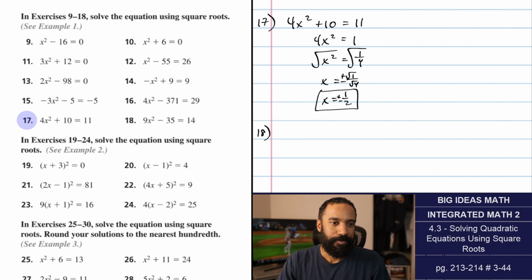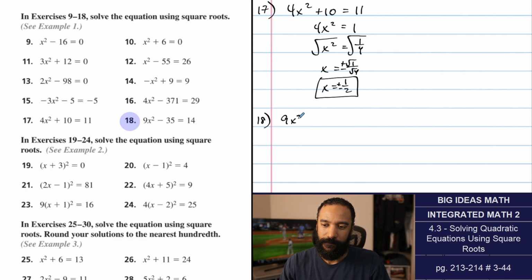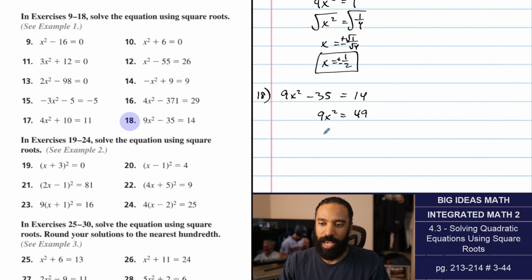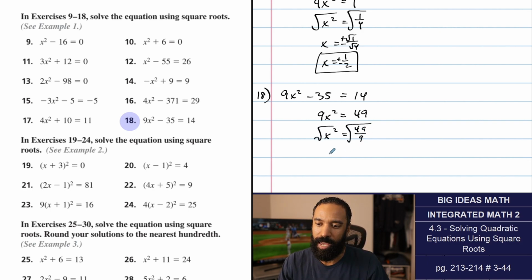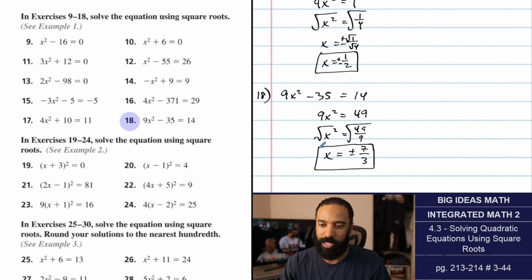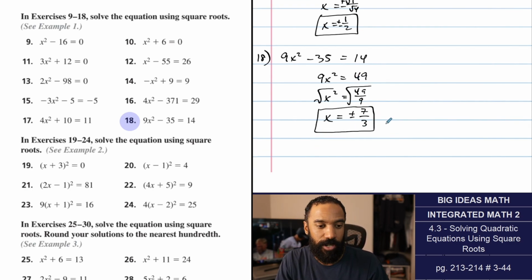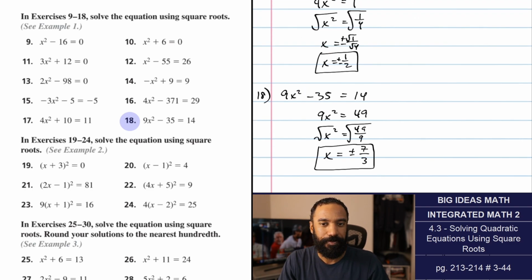And then number 18, 9x squared minus 35 equals 14. Let's add 35 to both sides and get 9x squared equals 49. Divide both sides by 9 and we get x squared equals 49 over 9. Now this cannot reduce as a fraction. They don't have anything in common. However, we will be taking the square root of both sides and getting ourselves a plus or minus here. We get to take the square root of 49, which is 7, the square root of 9, which is 3, and we will get plus or minus 7 thirds. They're not asking us to round, and I wouldn't expect it. This is a nice exact answer, or two answers I should say, and we are good to go.